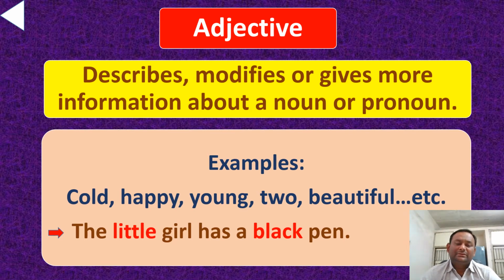So here is one sentence: The little girl has a black pen. In this sentence, the word little adds something to the girl. Girl is a noun. And the word black adds to pen. Pen is a noun, so black modifies it. It shows the color. Little shows the size. So such words are called adjectives.